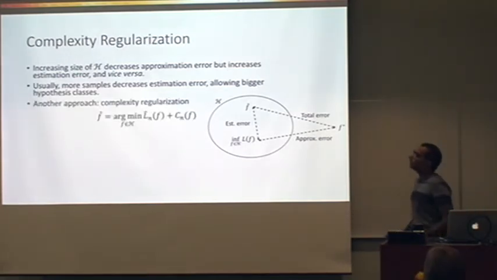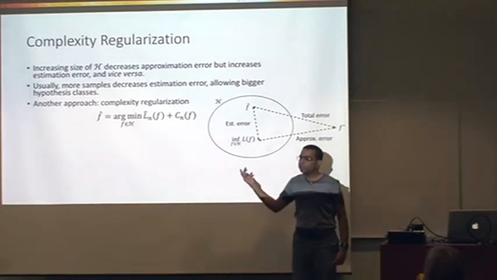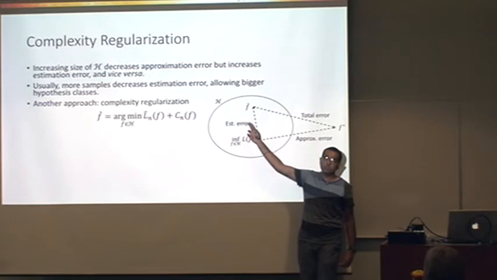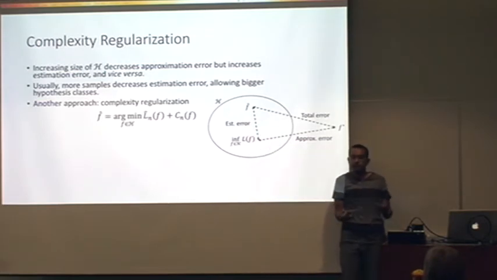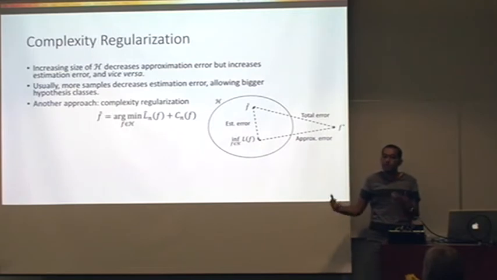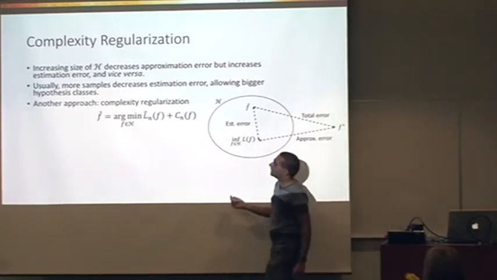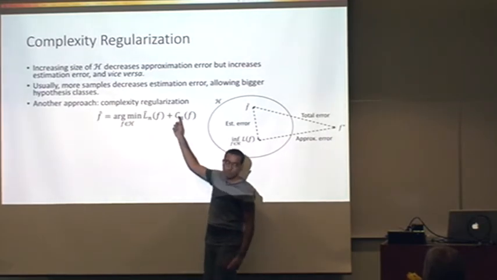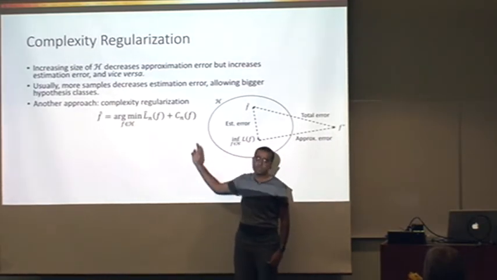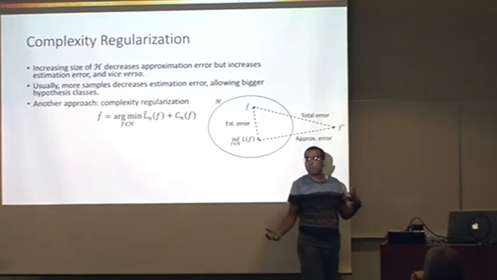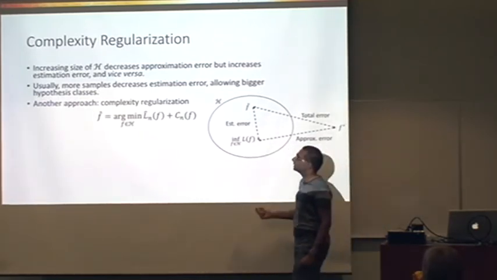But another approach is complexity regularization. So implicitly, I've been saying here that the hypothesis that you pick should be the one that minimizes your loss on the data you've seen, and you want to hope that that's actually a good hypothesis, right? But instead, it turns out that you can minimize your loss on the data you've seen, plus this function, Cn, the complexity function, and this complexity function depends on n, right? So the more data you have, maybe you pick different complexity functions, right?